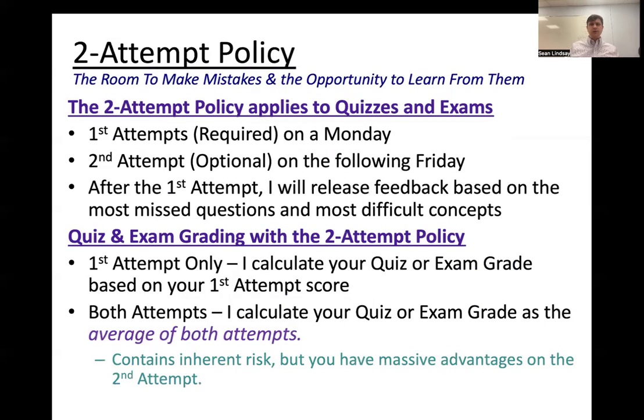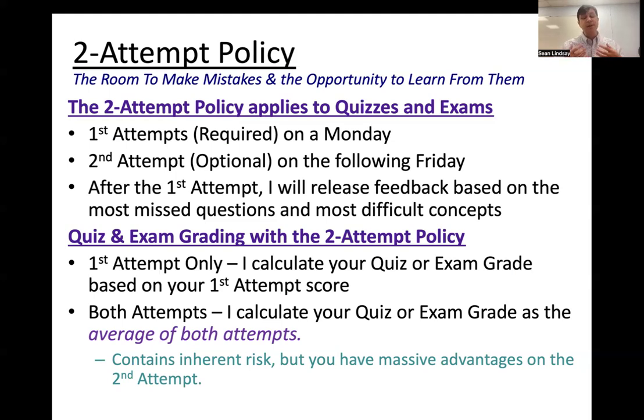The next thing I want to talk to you about is my 2-attempt policy. So my 2-attempt policy applies to all quizzes and all exams. And the idea behind this is, what are humans best at? Well, one of the things that we're best at is making mistakes and then learning from them. So one of the basic processes that humans learn by is learning from our mistakes. So I'm trying to make the room for you to make mistakes and then the opportunity to learn from them. That is the heart of this 2-attempt policy.